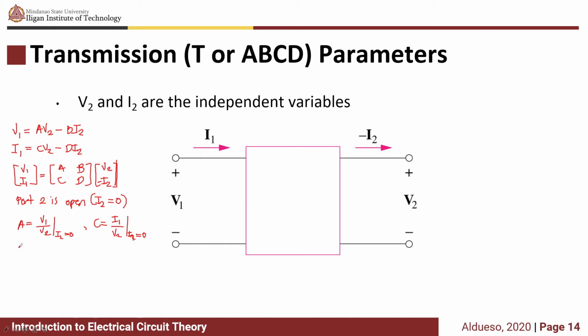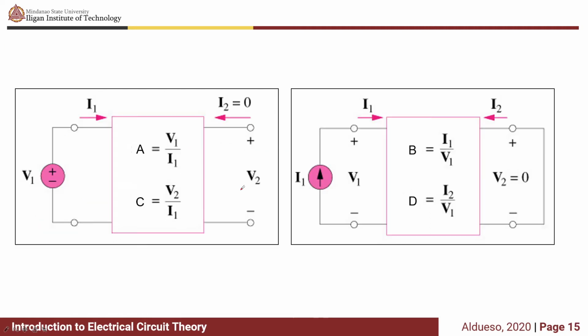Next, we need port 2 to be shorted so that V2 is equal to 0. If V2 is equal to 0, we can solve for B and D. Our B is equal to negative V1 over I2, and our D is equal to negative I1 over I2. This figure shows how to solve for the T parameters. First, we have I2 equal to 0, and then second, we have V2 equal to 0.